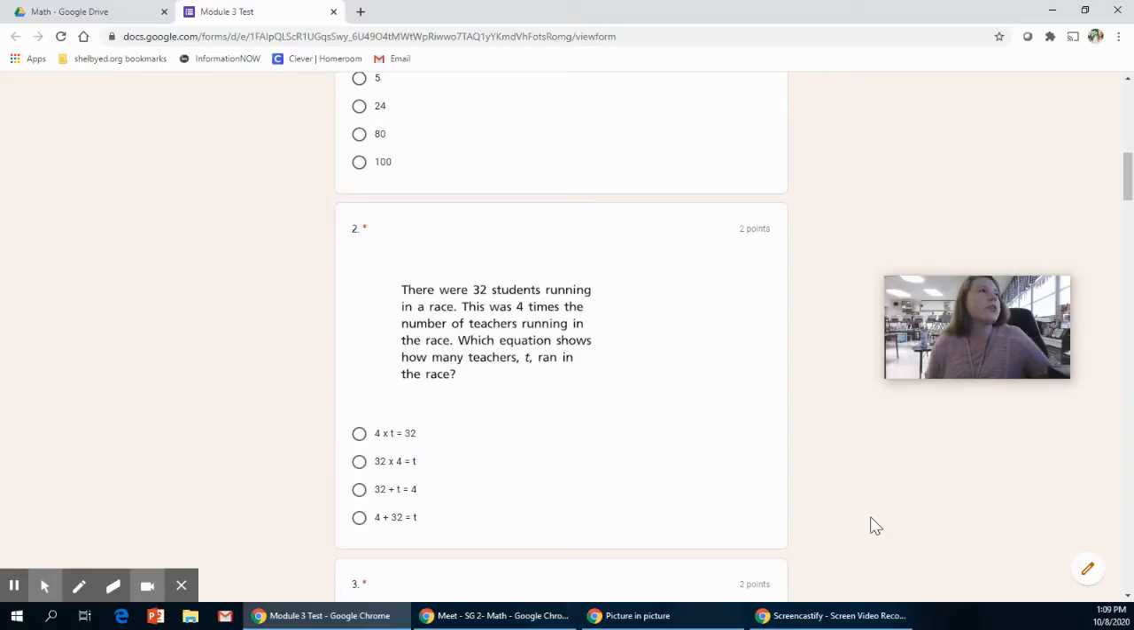All right, so we know that there's going to be more students than teachers running in the race because it says there are 32 students and that was 4 times the number of teachers. Okay, so think about the equation you can write. 32 was 4 times as many teachers. We don't know the teachers. So 4 times as many as something, or as many teachers, is equal to 32 students.